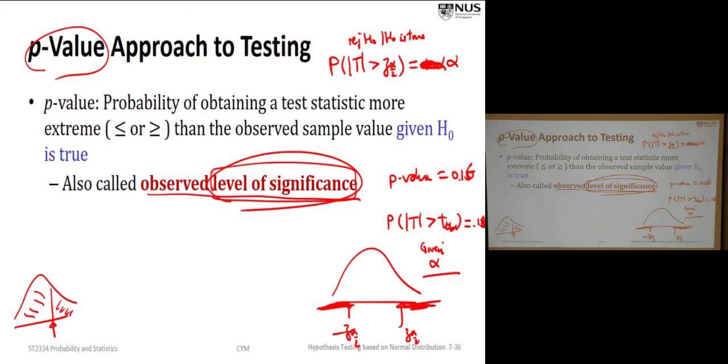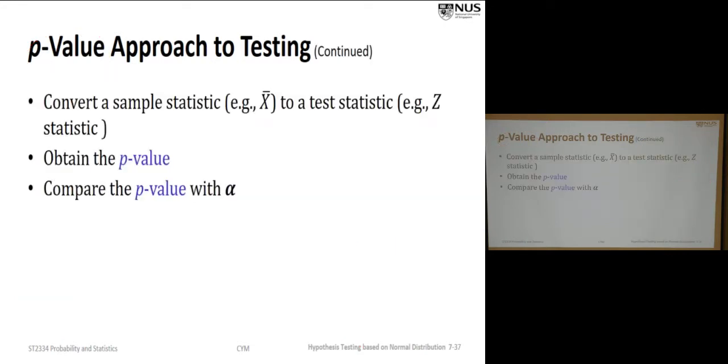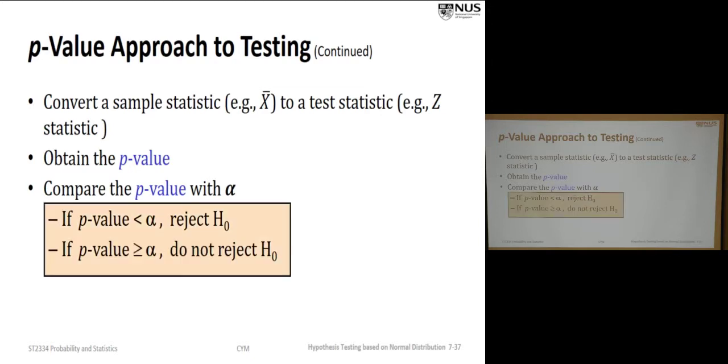In this case, we calculate the p-value and compare it with alpha. If the p-value is less than alpha, then we reject the null hypothesis. If the p-value is greater than or equal to alpha, we do not reject the null hypothesis. I'm sorry, maybe I have to start with a one-sided alternative. It's easier to understand. Let's do it again.